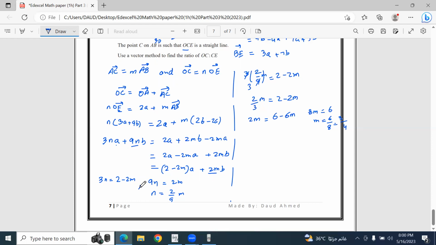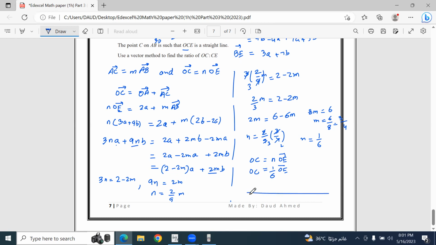And if you replace 3 over 4 in N, we find M over 9. M is 3 over 4. So cancel with 3 and 9, and 4 times 3 is 12. So we find out N is 1 over 12. So as we said in the start, OC is equal to something multiplied with OE, which we said N. And now N is what? 1 over 6 OE. And this is OC.